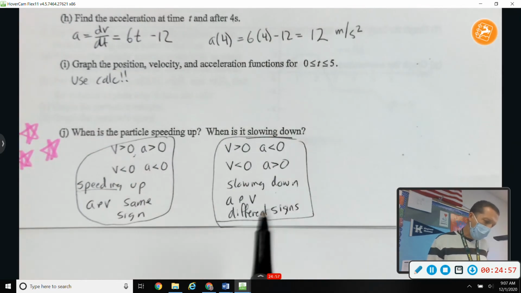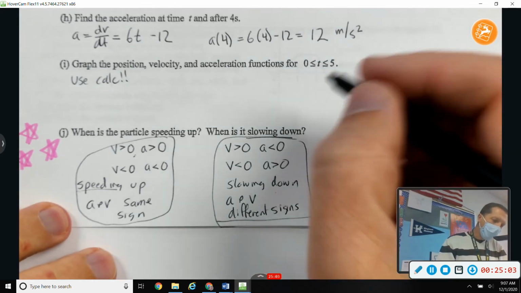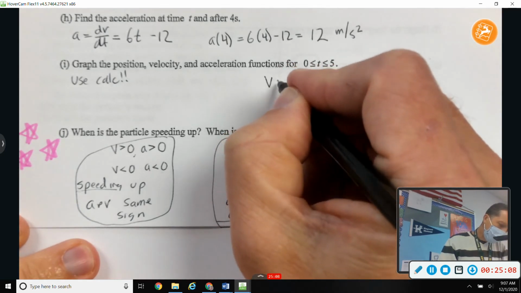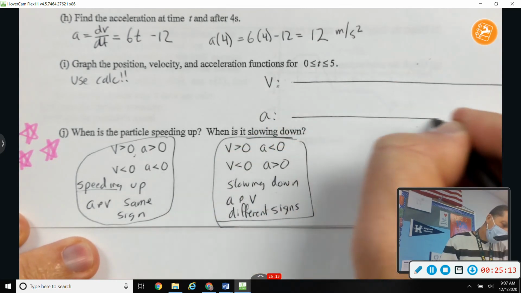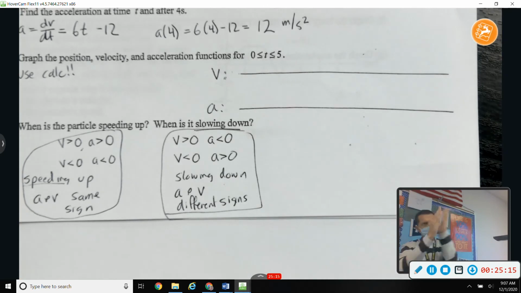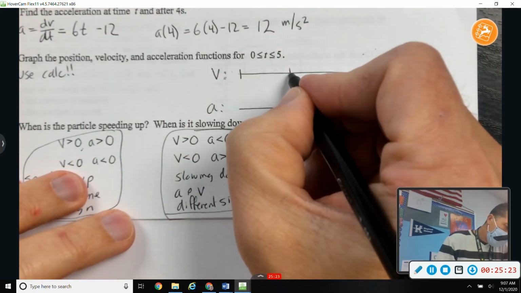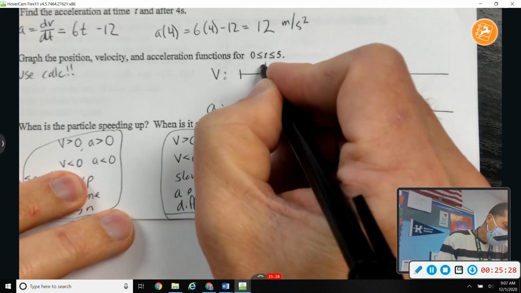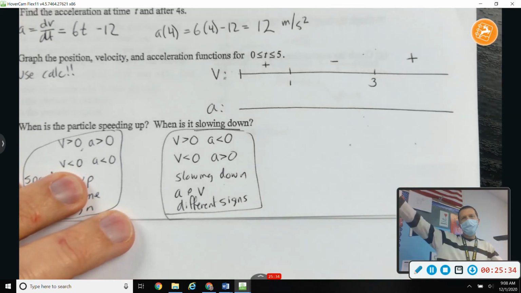So now back to this problem. When is the particle speeding up and slowing down? So I need to think about the signs for A and for V. So I think two sort of overlapping number lines, and I can look and see who's positive where. We kind of already did the velocity number line. It was positive from 0 to 1, it was negative from 1 to 3, and it was positive from 3 on.